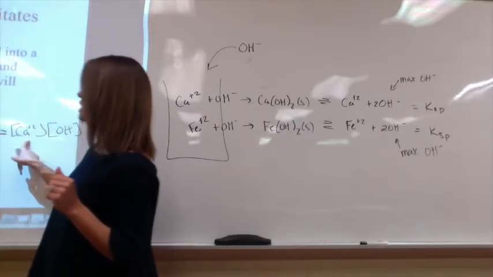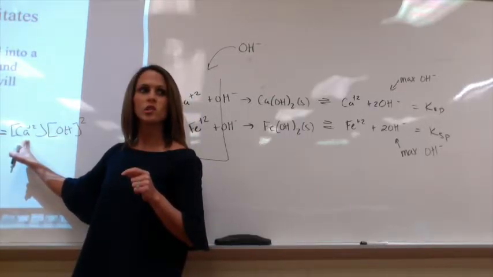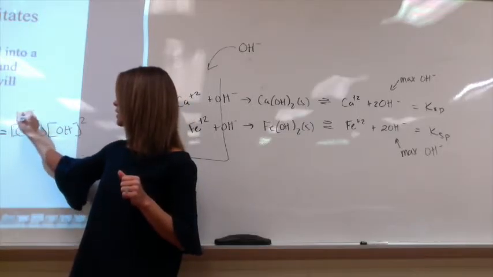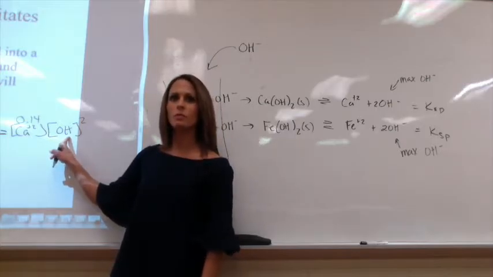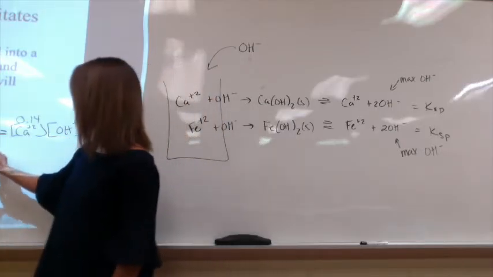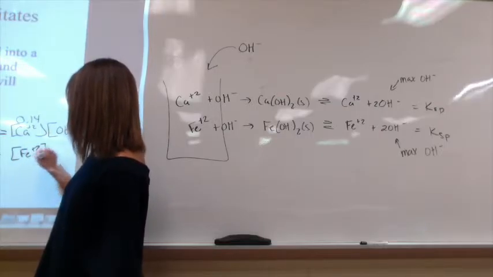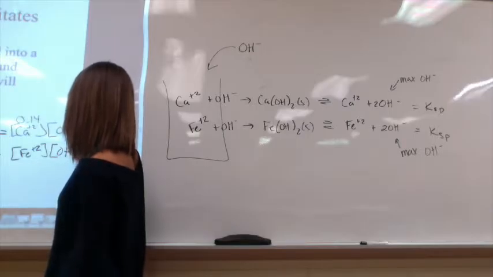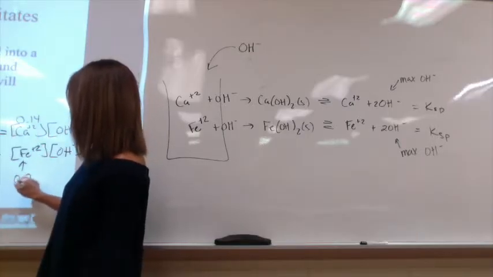What's the concentration of calcium already in the beaker? Look at the question. 0.14. So isn't this easy now? I can solve for what this number should be. And then this one is going to be the concentration of Fe plus 2, sorry, I keep writing the wrong thing, times OH minus squared. And I have this concentration, 0.25.